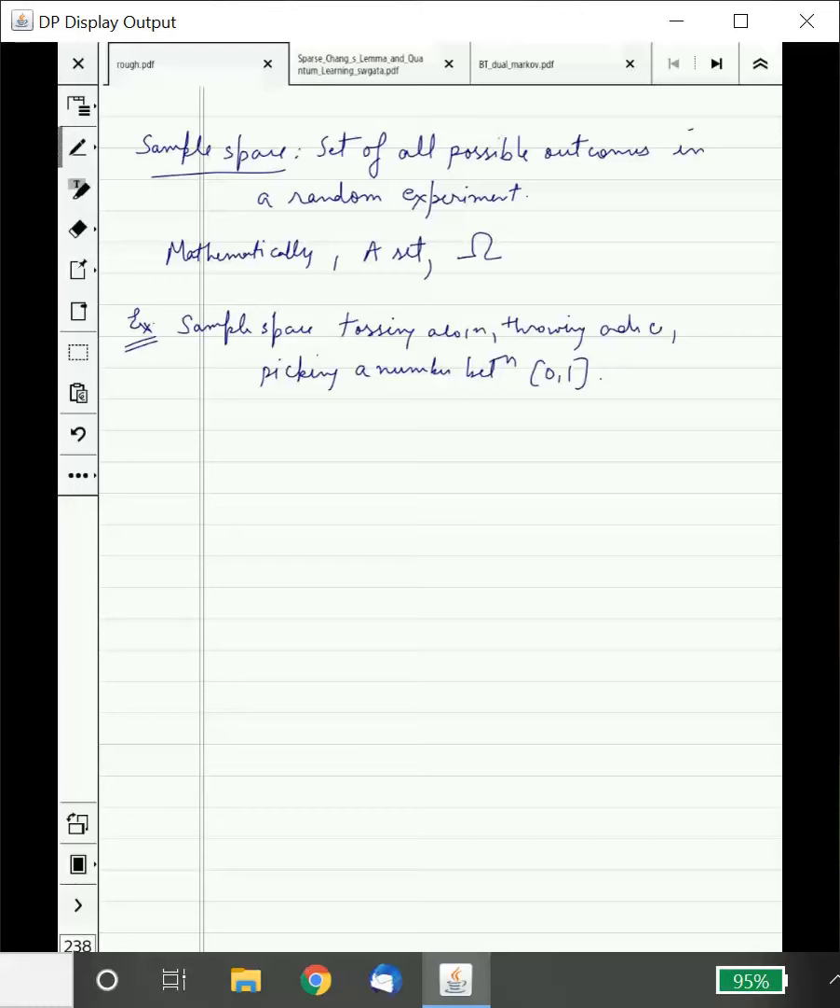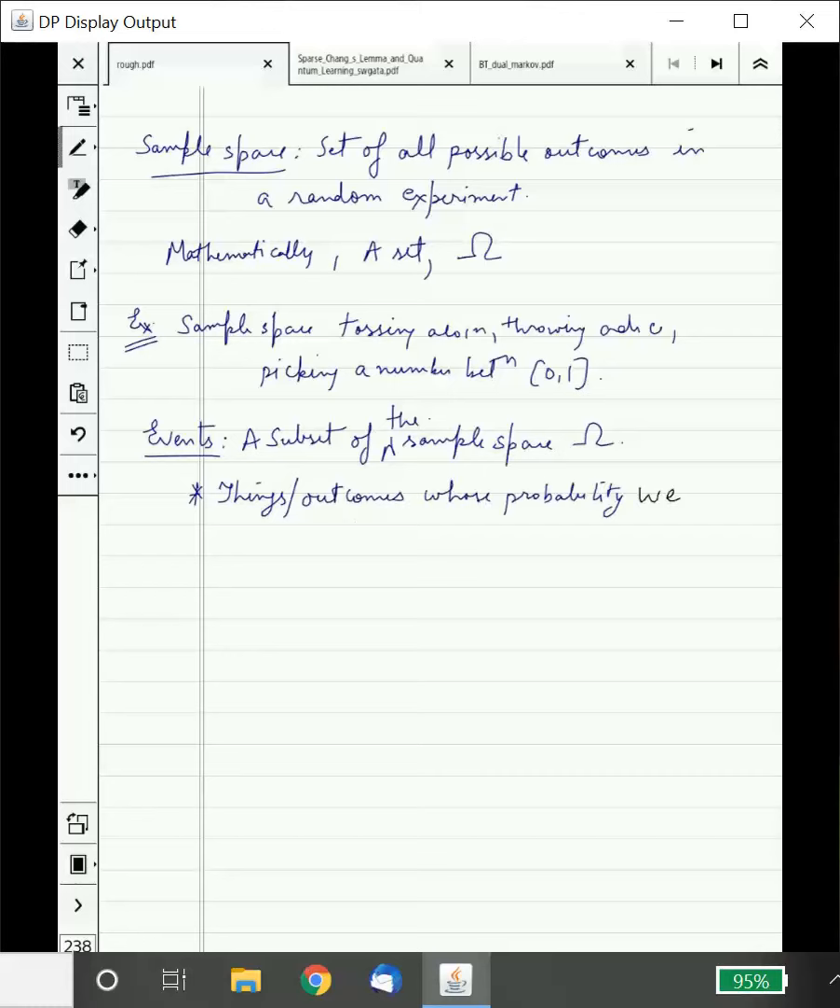Once we have defined the sample space, the next thing is events. Mathematically, it is just a subset of the sample space omega. Intuitively, it is the set of things or outcomes whose probability we might be interested in. You remember, like a prime number or two heads or these kind of things. So all of these could be events and not just elements of the sample space.